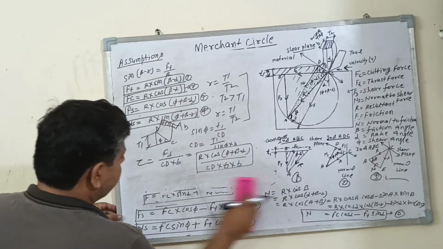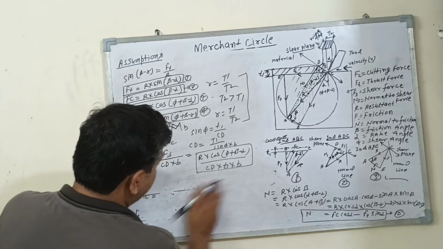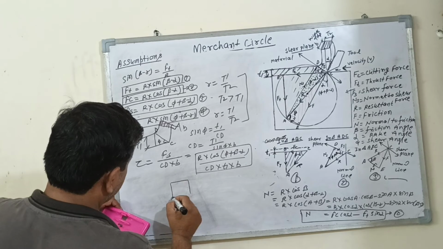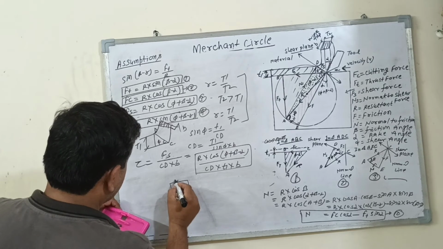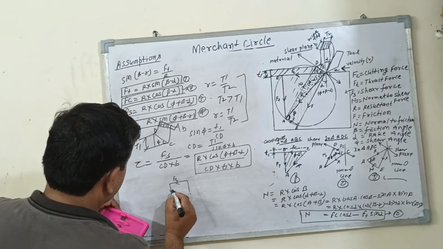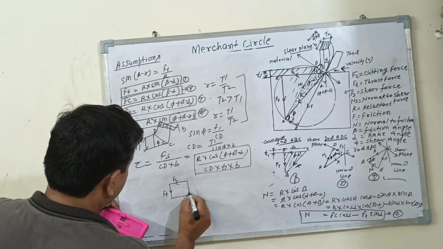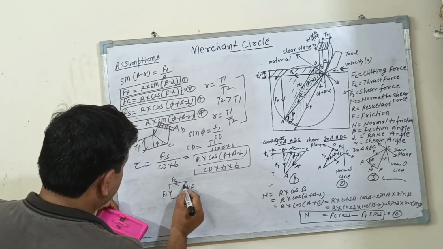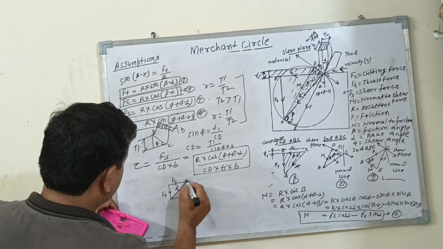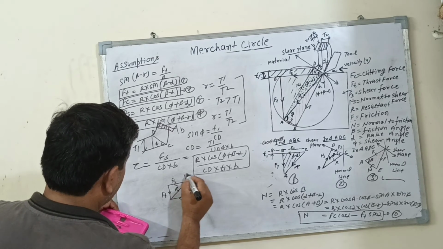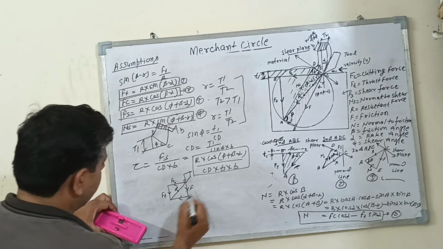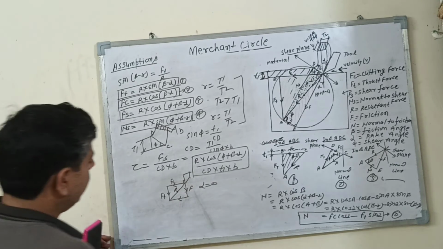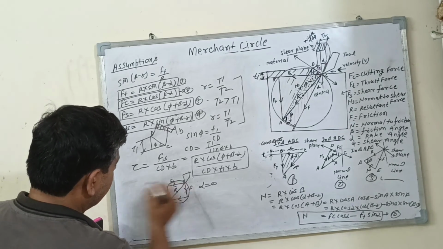If the rake angle is 0, like this, this is the cutting force, this is the thrust force, the friction force and the normal force, and this is the resultant force. This angle is 90 degrees. This angle is alpha, the rake angle. This is the Merchant circle.